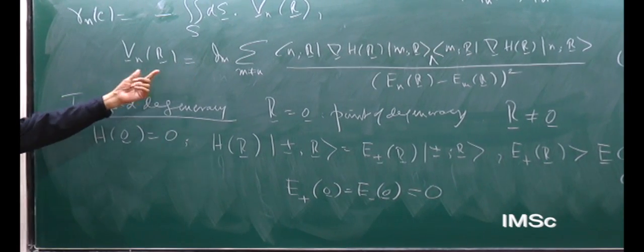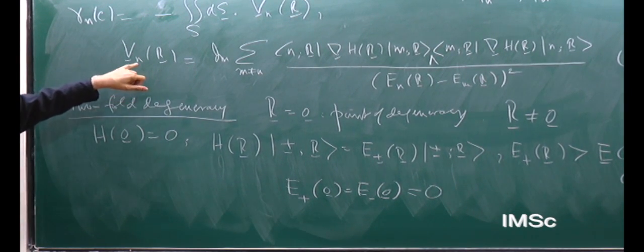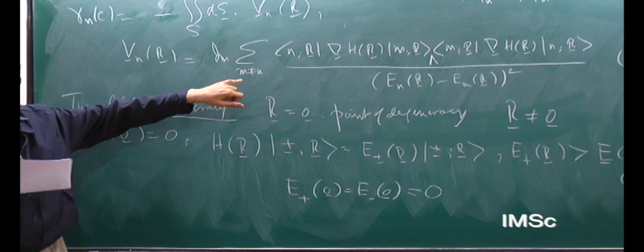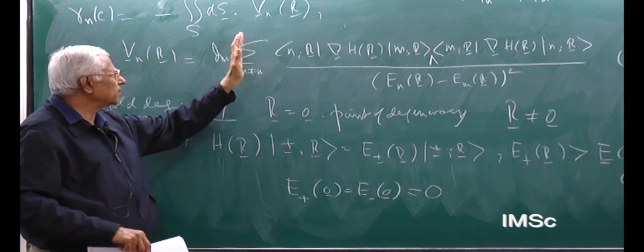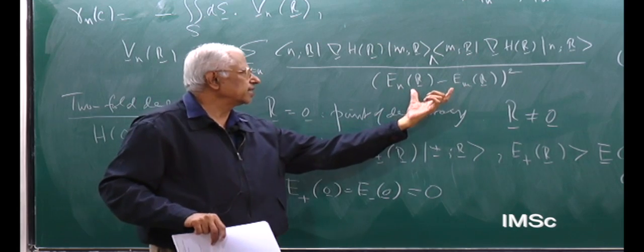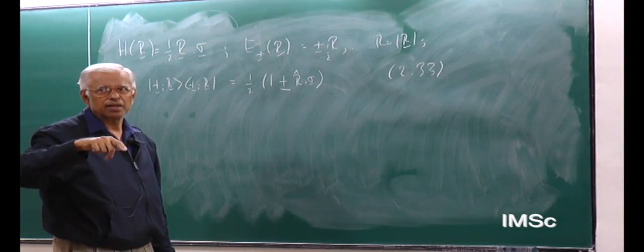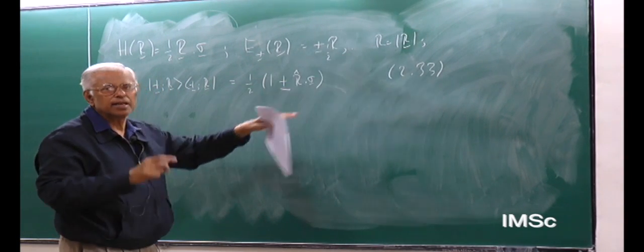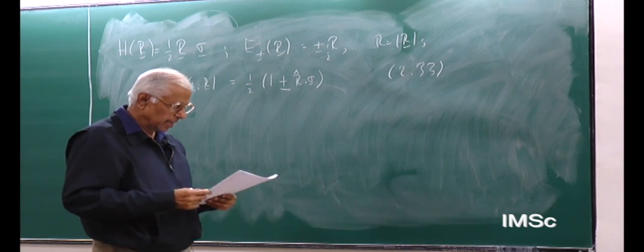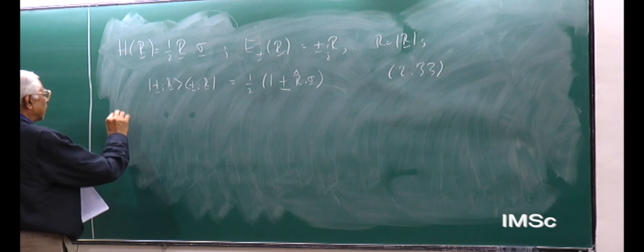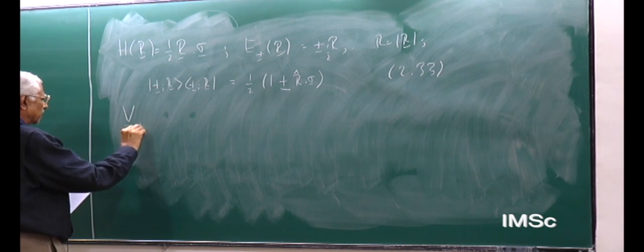You now have a two-level problem. Suppose you look at n equal to the upper, V plus of r. Then in the summation, there is only one term, m equal to the lower. So this summation becomes a single term. The energy difference, how much is the energy difference? It is 1/2 R minus minus half R. So the energy difference is capital R, the magnitude of the three-dimensional vector. And again, to save time, this is very elementary algebra, and here is the expression.